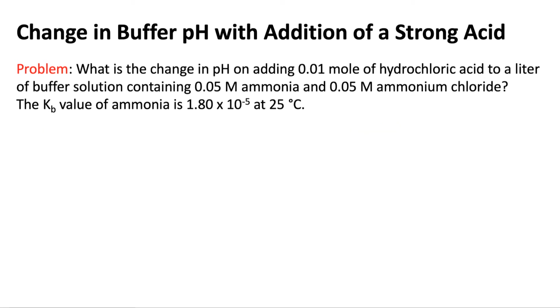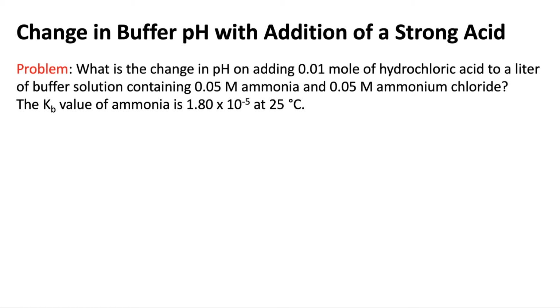All right, well, let's put those formulas into action by looking at what happens when we take a base in solution, in a buffer solution, and add a strong acid. Okay, so the question reads, what is the change in pH on adding 0.1 mole of hydrochloric acid, that's our strong acid, to a liter of buffer solution that contains 0.05 molar of ammonia, which represents our base, and 0.05 molar of ammonium chloride, which would be our salt?